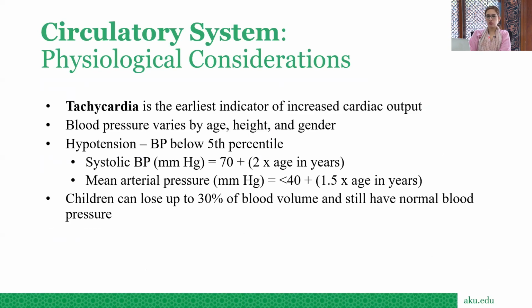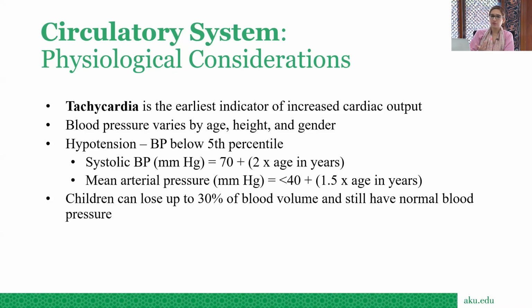Some physiological considerations of the circulatory system. Tachycardia is a very essential earliest marker, indicator of increased cardiac output or a patient who's getting critically ill or under stress. Blood pressure would vary. It's not uncommon for children to be tachycardic and have normal blood pressures, because it takes time. The body tries to compensate, and the patient may be in a compensated state, and then the blood pressure would probably start dipping down once the patient has decompensated, right?